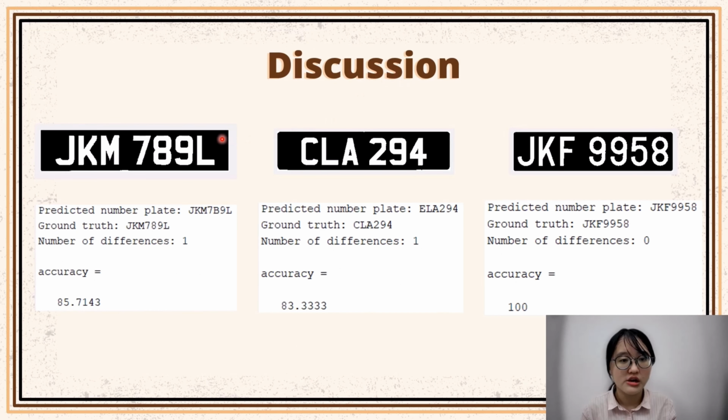For this function, we have three images here. In the first image, we have the predicted number plate JKN7B9L, but the ground truth is JKN789L. And the number of differences is 1. The 8 became B, and the accuracy is calculated. And this also has a difference. The predicted number is ELA, but the truth actually is DLA. And this is the accuracy. Then this one has no difference, meaning the predicted number plate is exactly similar to the ground truth.